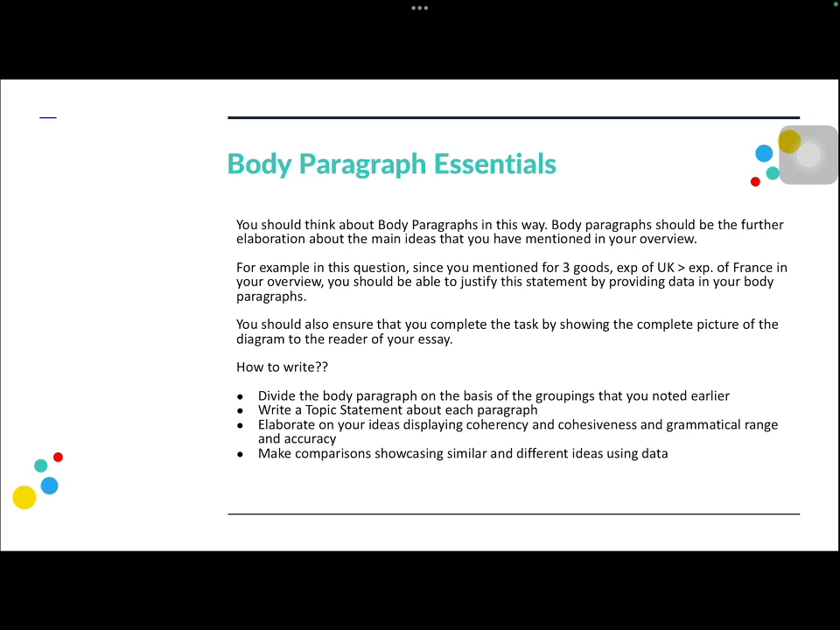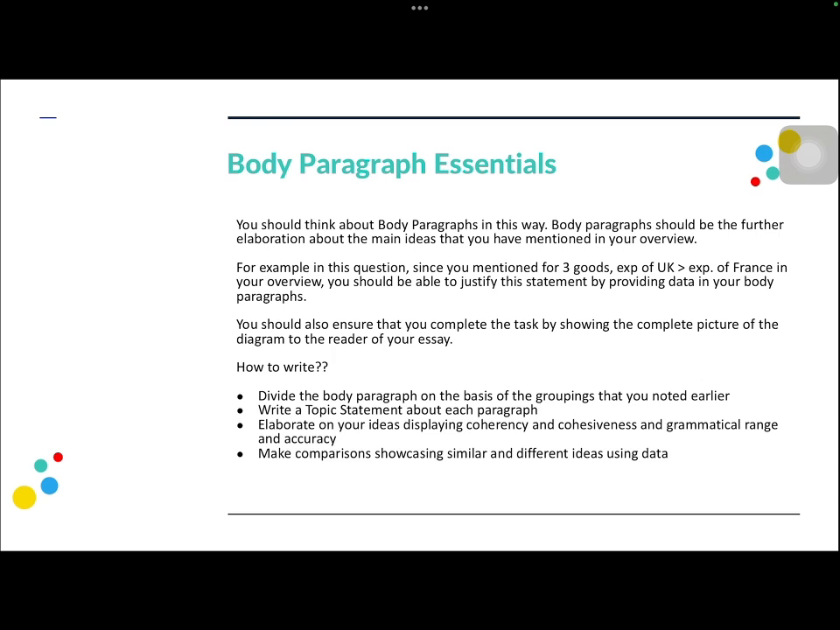So we'll also talk about the criteria, as I've already mentioned. We will talk about coherence and cohesiveness in the latter part of the video series. Not this video, we'll talk about it in a later video.